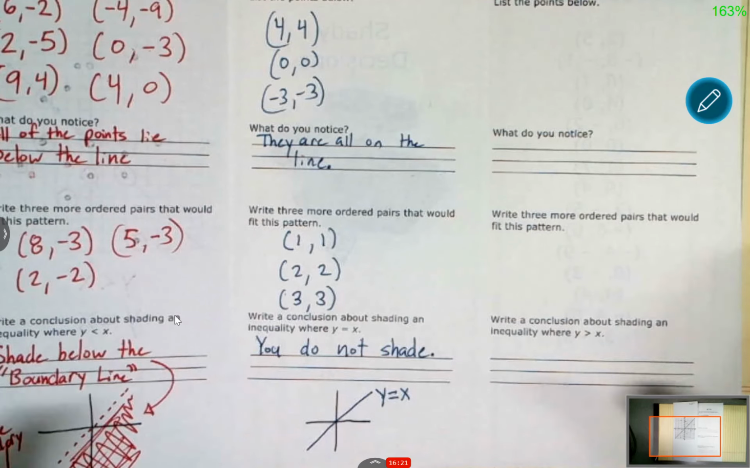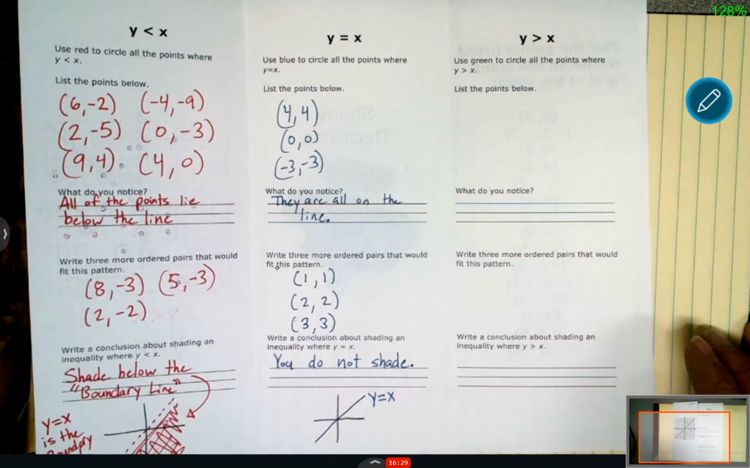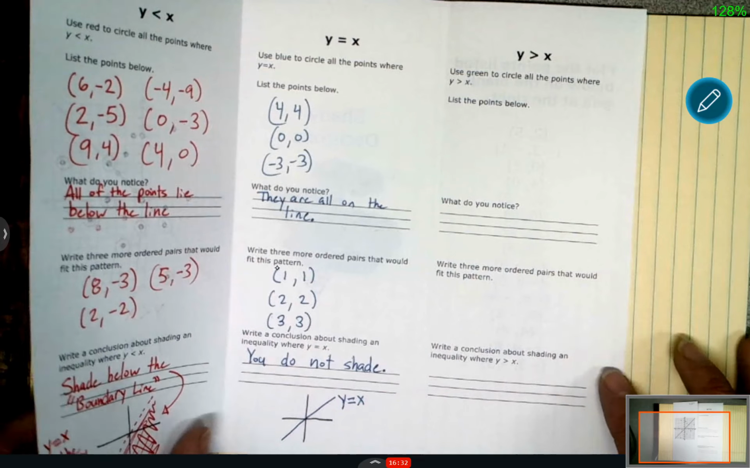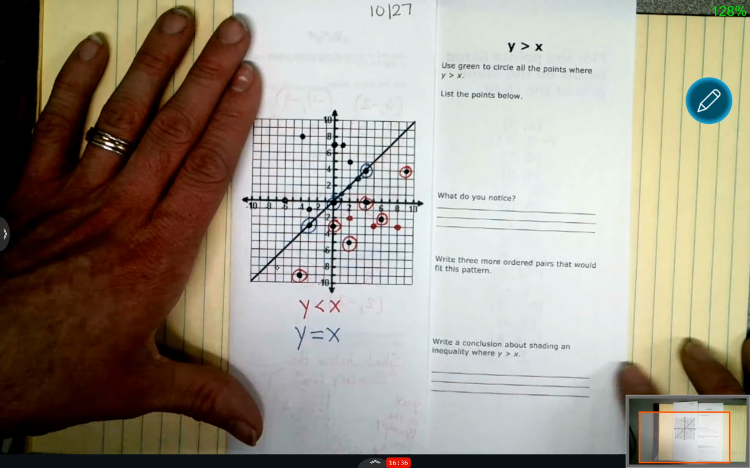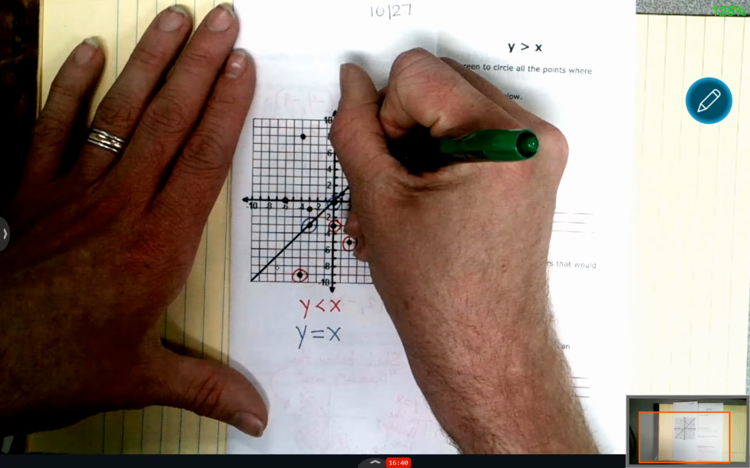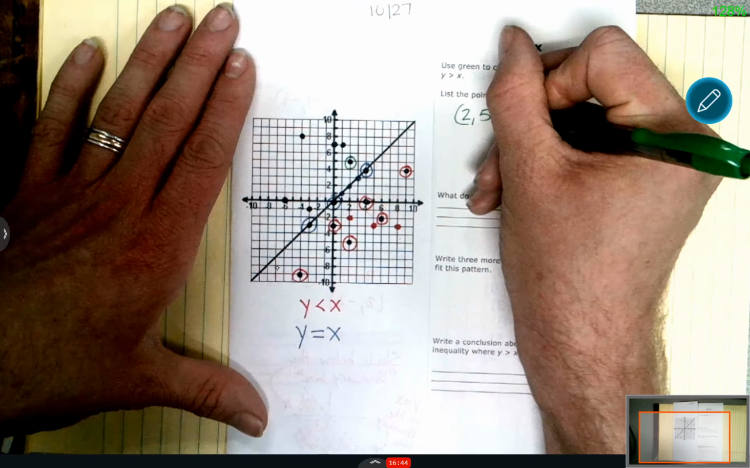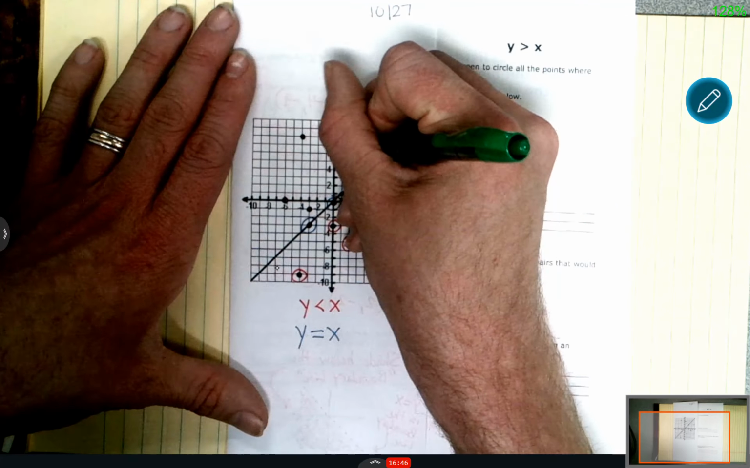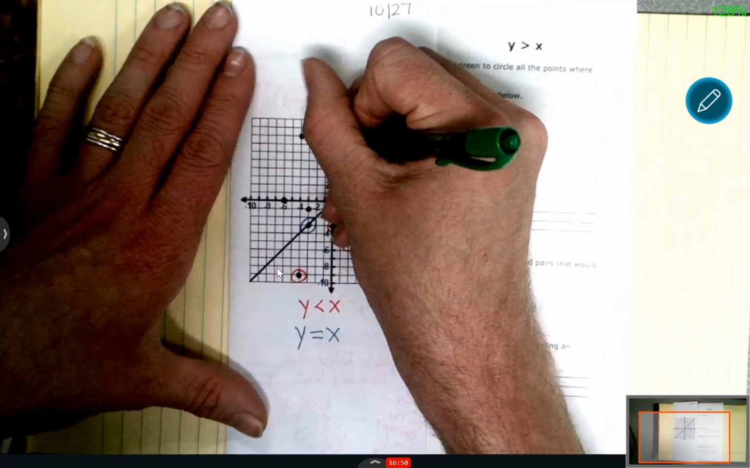All right. Let's go ahead now at the last section. We're going to look for the values of x where y is greater than x, or the ordered pairs where y is greater than x. So I see (2, 5), because 5 is greater than 2. I see (1, 7). I see (0, 7).